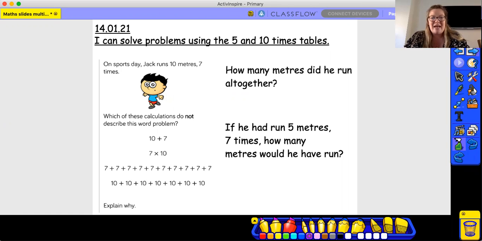If you need an extra challenge, there's 2 questions here. How many metres did he run altogether? And if he had run 5 metres 7 times, how many metres would he have run in total? I'd like you to pause the video now and try and do some workings by yourself to solve this problem. And then when you're ready, come back, we'll go through the answers together. Pause the video now.